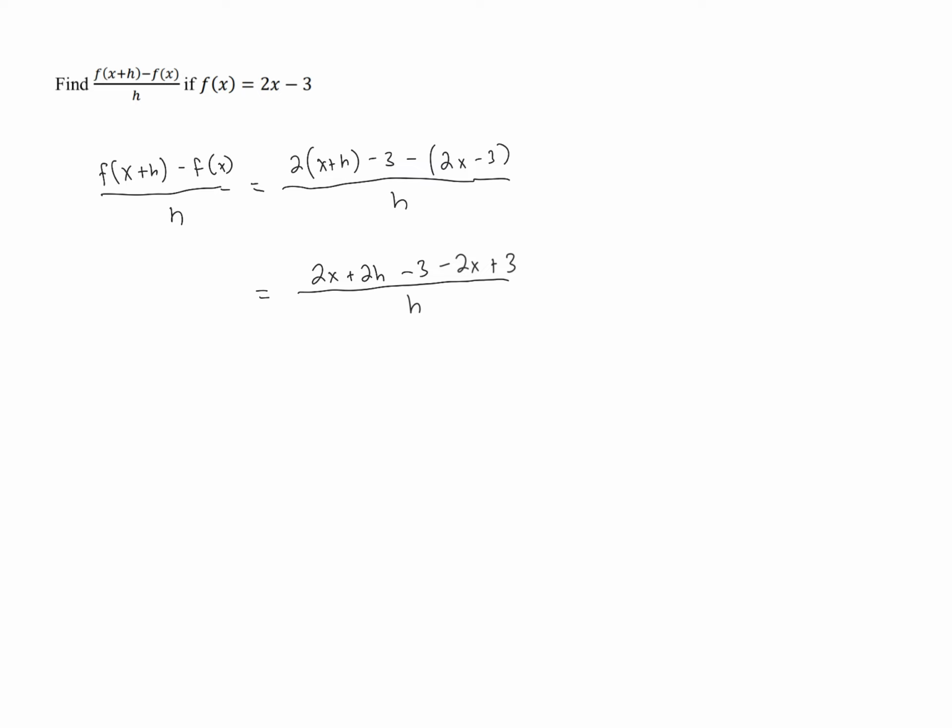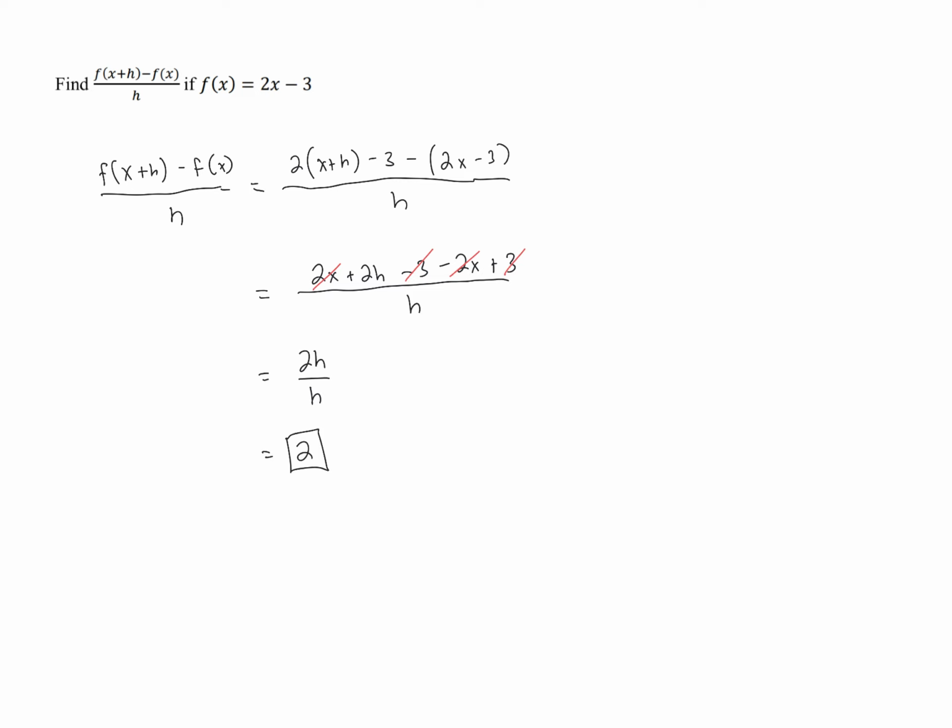And now we've got some canceling that we can do. We've got a positive 2x and a negative 2x. Those can cancel. And a positive 3 and a negative 3. Those can also cancel. And so what we're left with in the numerator is just 2h. So we've got 2h over h. And when we divide 2h by h, we get 2. So that difference quotient here is equal to 2.